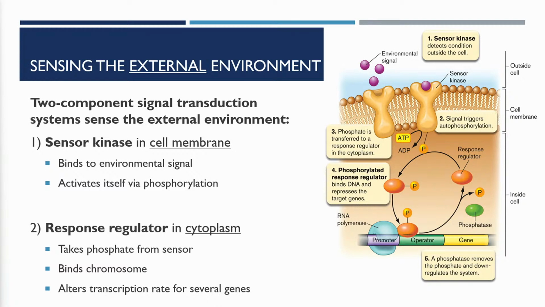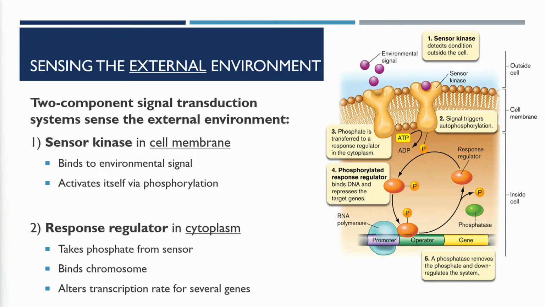And then we have this other protein that is in the cytoplasm, the response regulator. This response regulator takes the phosphoryl group during autophosphorylation, and it becomes phosphorylated itself. In this form, it's then able to bind to the chromosome operator sequence and alter the transcription of genes. So it could act as either an activator or a repressor inside the cell.